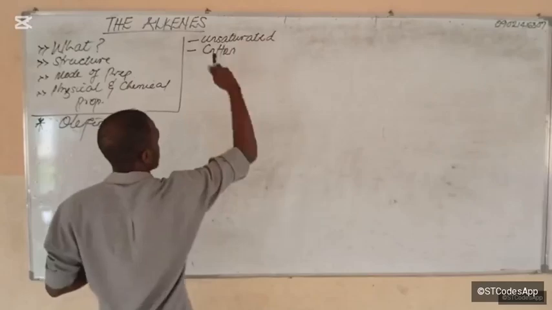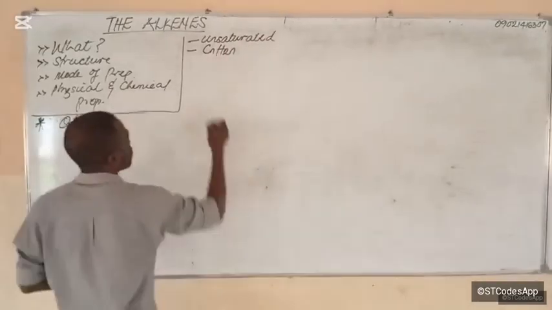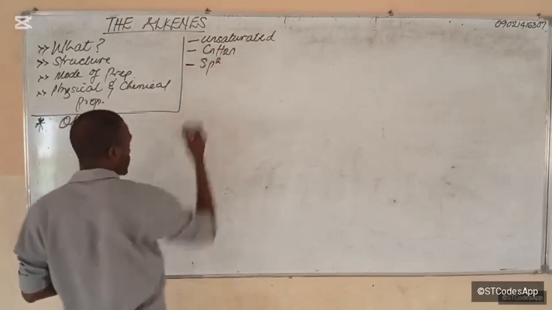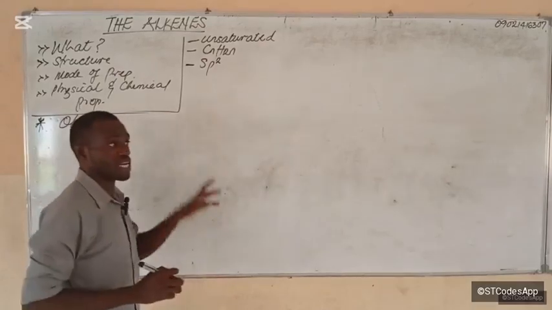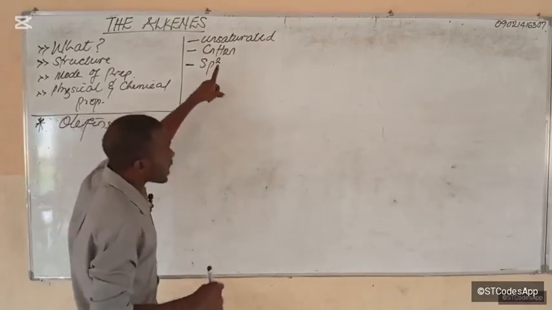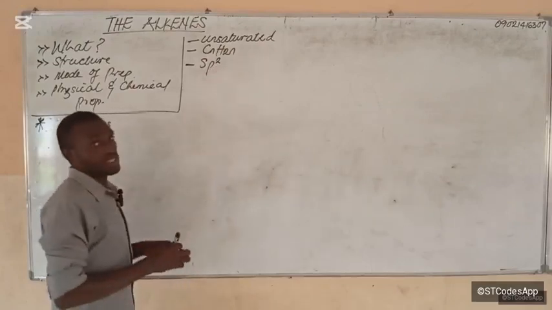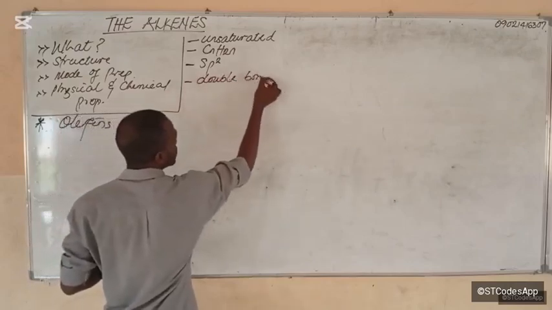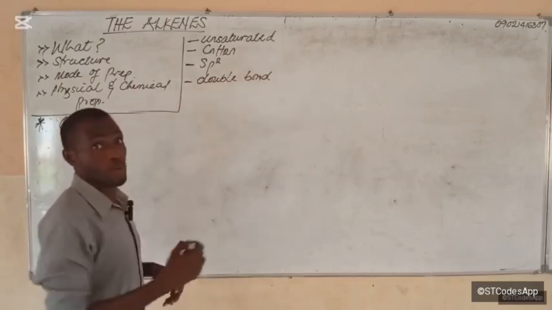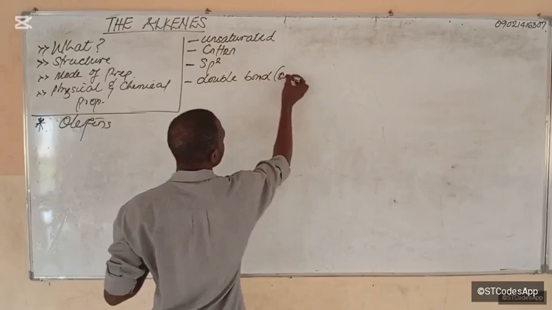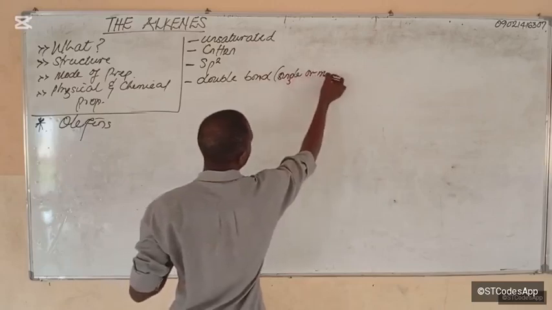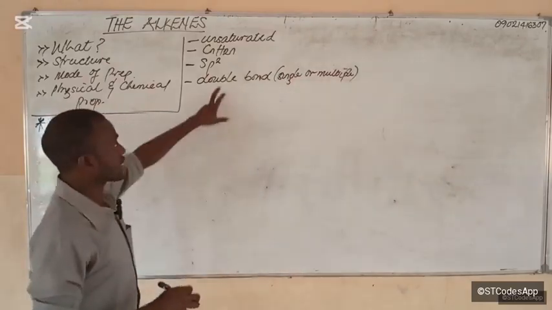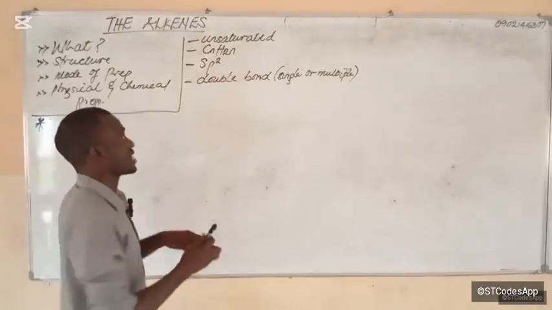So they are unsaturated, having the general formula CnH2n, and they are sp2 hybridized. The carbon that bears the double bond is sp2 hybridized. Keep in mind that they have double bonds, single or multiple, and this number of double bonds is the basis for their classification.